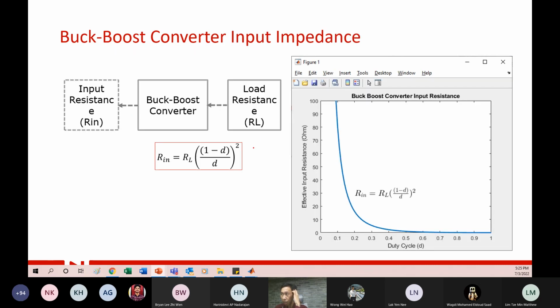And again, the input impedance. Input impedance doesn't have negative, because the impedance is always a positive value. So in this case, this is how it looks for the input impedance. The input impedance will be almost infinity when your duty cycle is very, very low. But as it goes high, your input impedance will be almost near to zero. So again, we will try to operate maybe within this range, for stability.